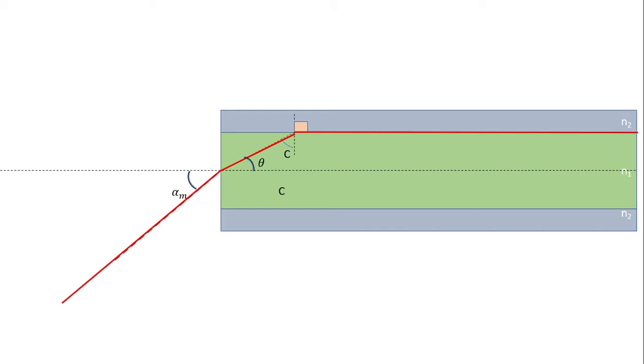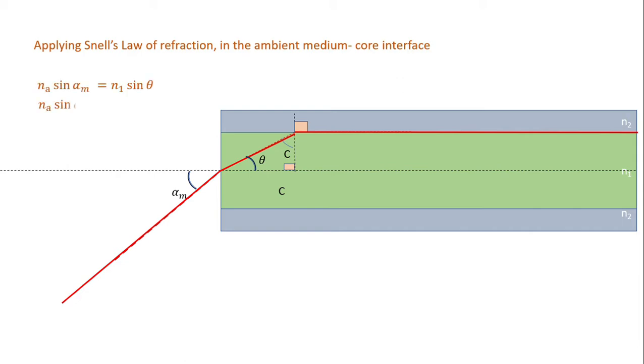Applying Snell's law of refraction in the ambient medium core interface, Na sin alpha m is equal to N1 sin theta. From the right triangle, theta plus c is 90 degrees, hence the equation can be modified. Na sin alpha m is equal to N1 cos c, equation 1.